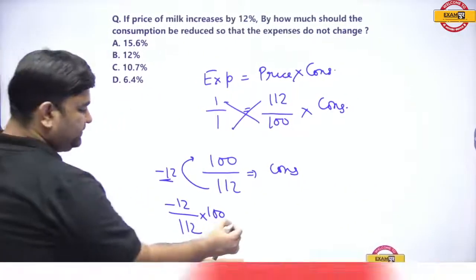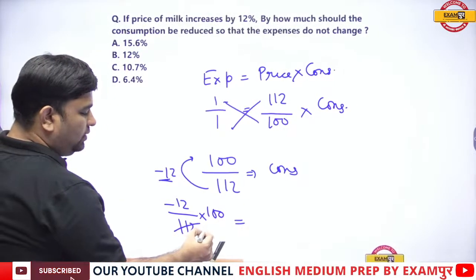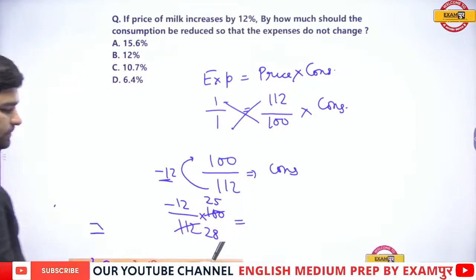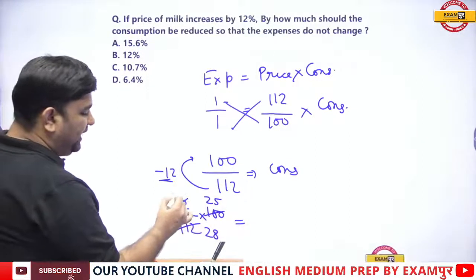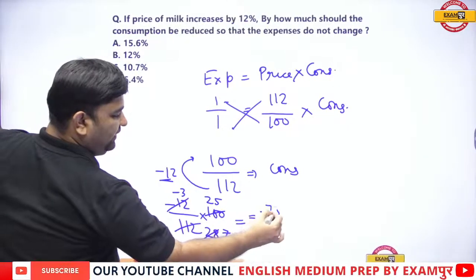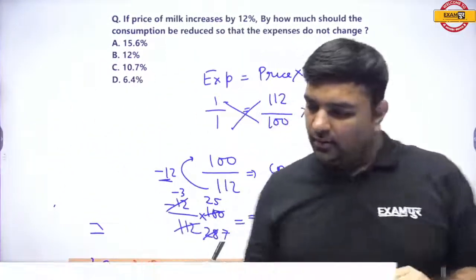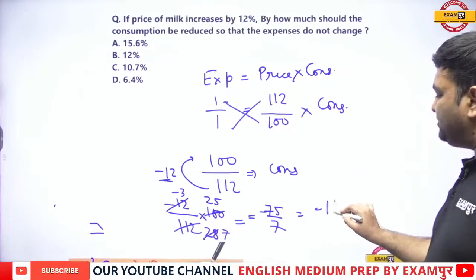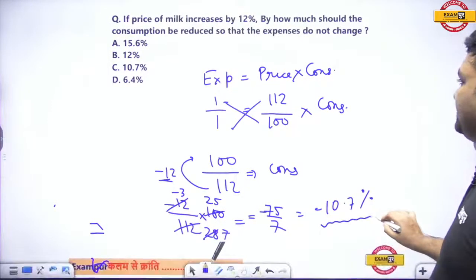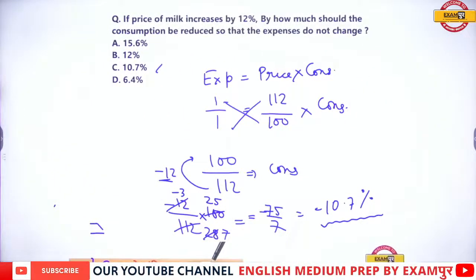Please do solve it out. 4 times 28, 25 times. 4 times 3, 4 times 7. Minus 75 by 7, which is about minus 10.7%. So effectively there is a 10.7% decrement. Please do find out. If there are any issues, do let me know.